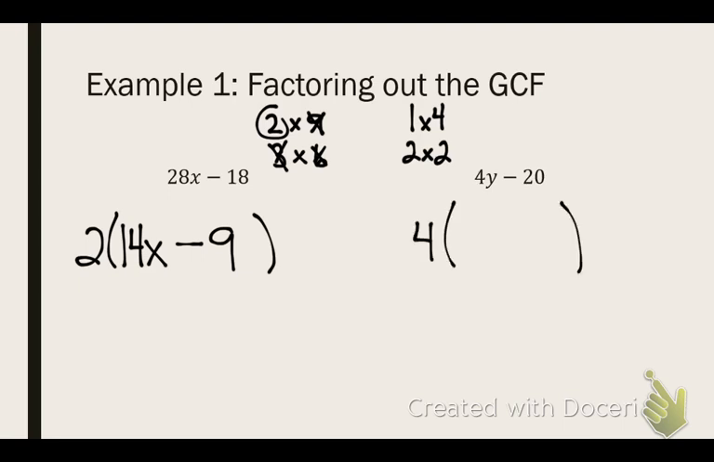All right, I want you to try to write what's left inside the parentheses. Okay, again, I take the original number and divide it by the number I factored out. What's 4 divided by 4? 1. Why? Okay. What's negative 20 divided by 4? Negative 5. Okay. Now let's put it back together to double check. What's 4 times 1y? 4y. What's 4 times negative 5? Negative 20. Okay, so it puts back together and my signs are correct.